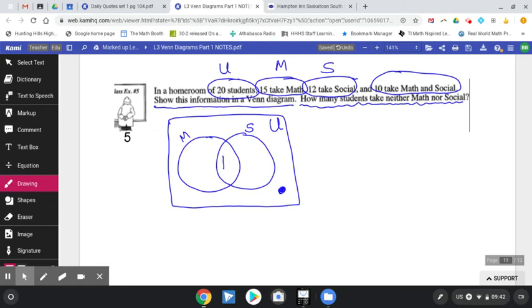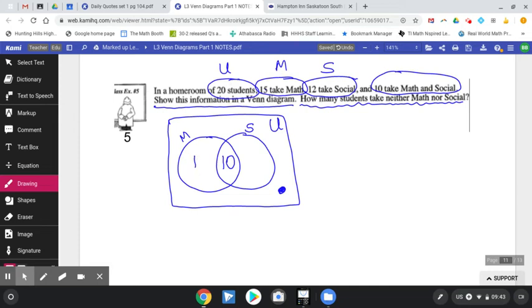We've got 10 students who take math and social, so they belong to both sets. So we put them in the overlap. Now there's always a little bit of subtraction to do. We can't just take this 15 and plug it in here. In fact, watch what happens if I make this mistake. This is a pretty common mistake. So don't write this down. Just watch and try to understand.